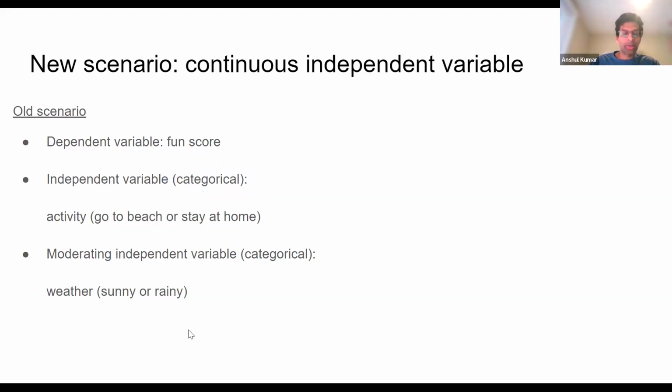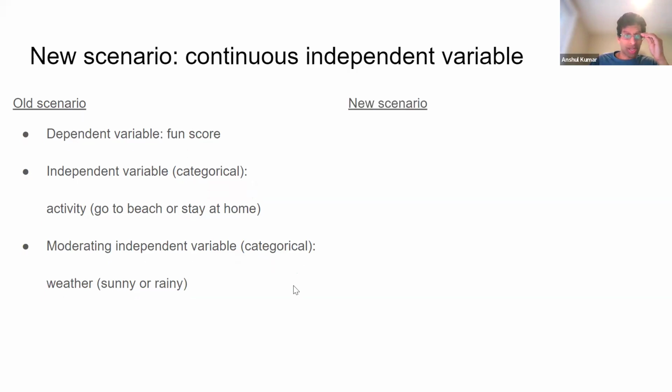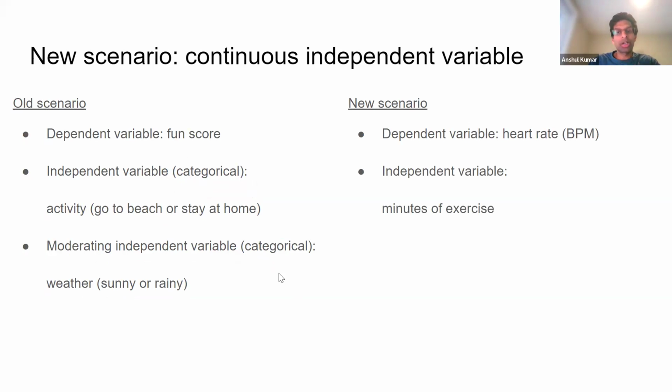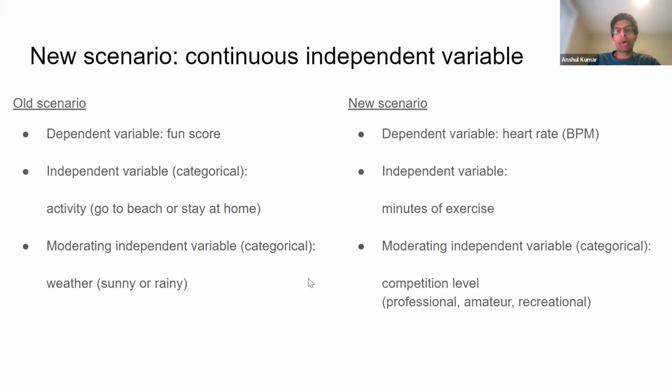But now let's talk about a new scenario in which the dependent variable is going to be heart rate. So this is still measured in beats per minute, still a continuous numeric variable. But now we're going to have a new independent variable called minutes of exercise. And then we're going to still have a moderating independent variable, which is categorical. And those categories are going to be the competition level of the person engaging in exercise. So whether someone is a professional, amateur, or recreational athlete.